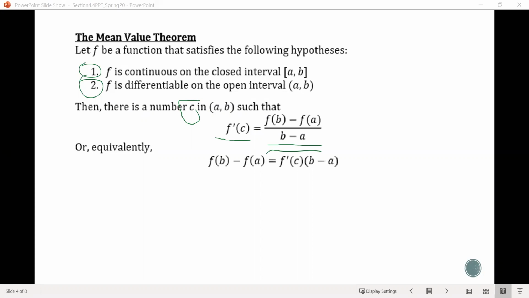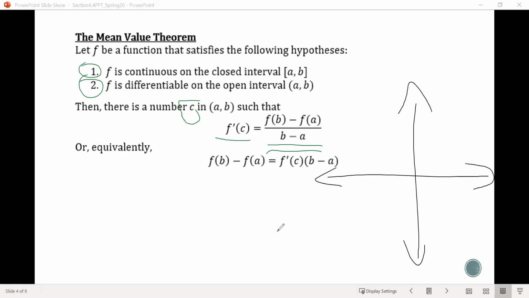Right, that's the slope of a line between the points A and B. So let's draw a visualization of that. I'm going to draw it over here. Here again is my coordinate axes, and here are my points A and B.